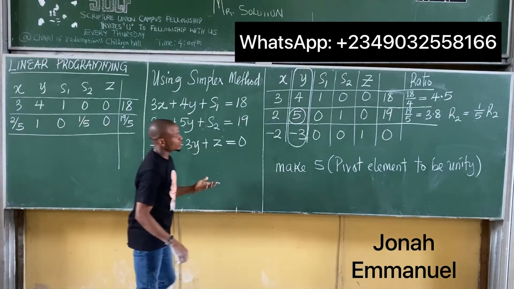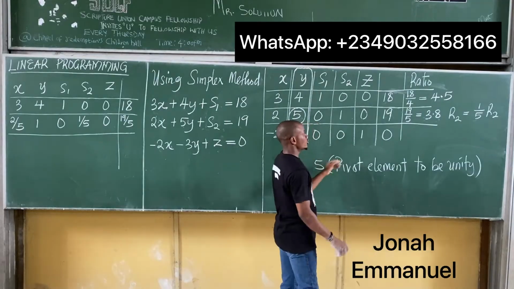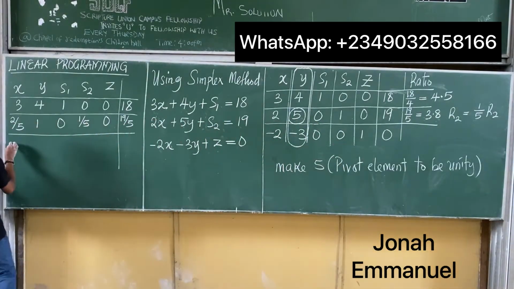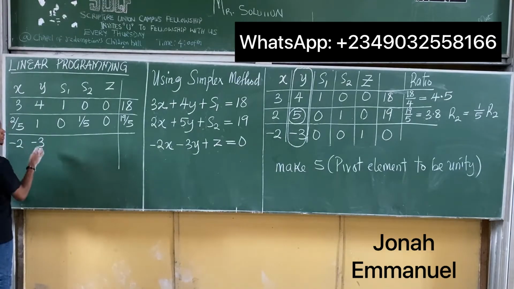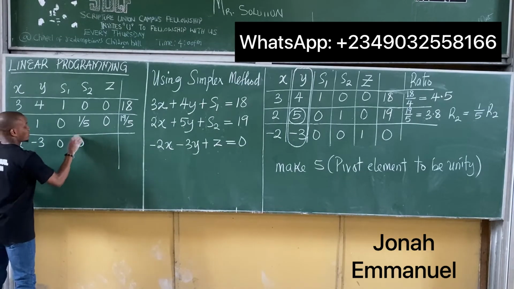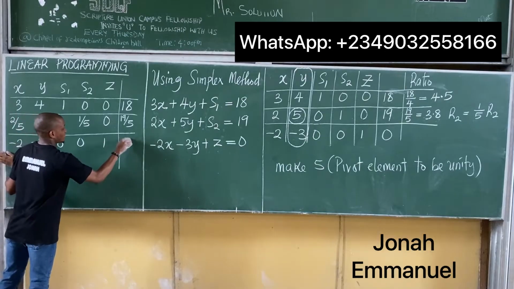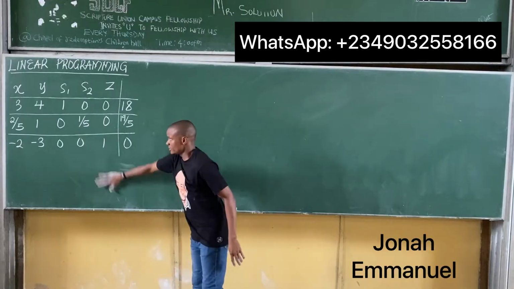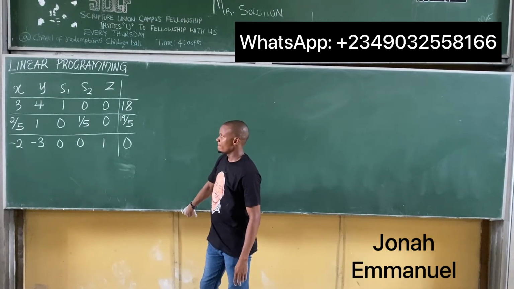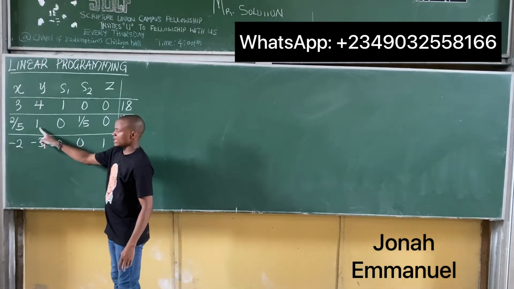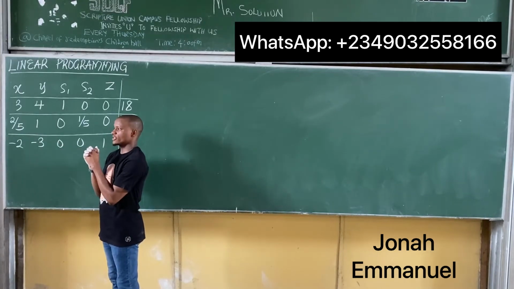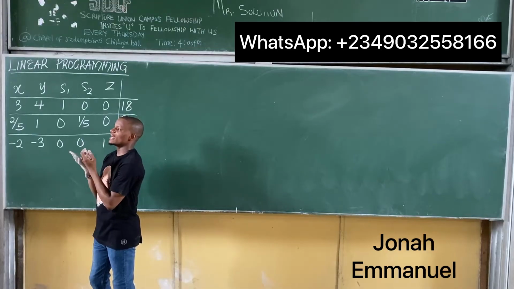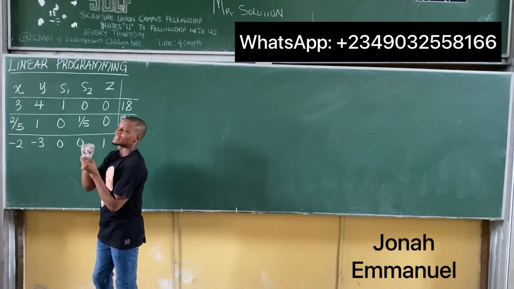There was no operation for the third row. So repeat the third row: minus 2, minus 3, 0, 0, 1, 0. So I'm here. Listen. So we've made our pivot element unity. What's next? For the column of the pivot element, make sure that all the other elements there are 0.